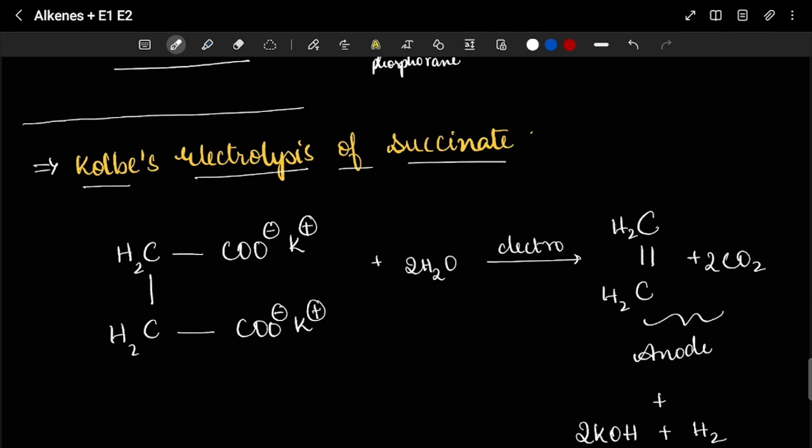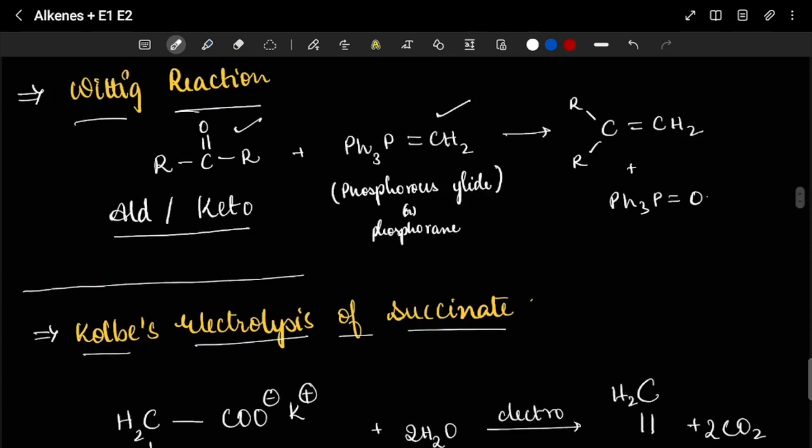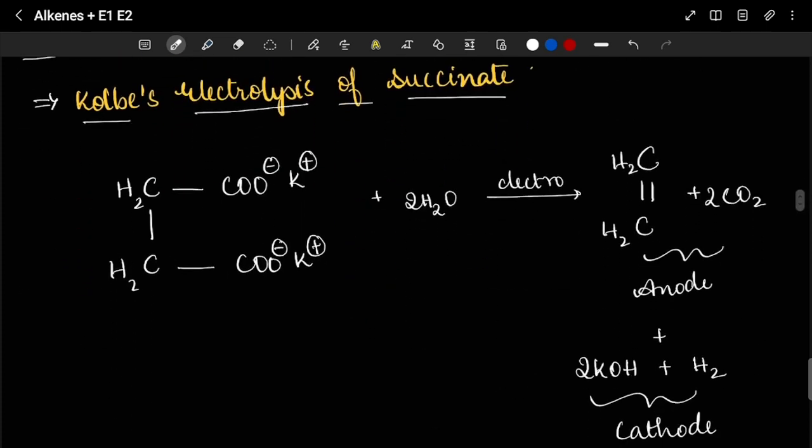Now we have Kolbe's electrolysis of succinate. What is Kolbe's electrolysis? With this, the elimination reactions are done, so we are going to enter the other reaction section. Succinate looks something like this: C double bond O, C double bond O. Such things are called succinates. Electrolysis is going to take place. Electricity is passed to the electrolyte you are using, and then what would happen?